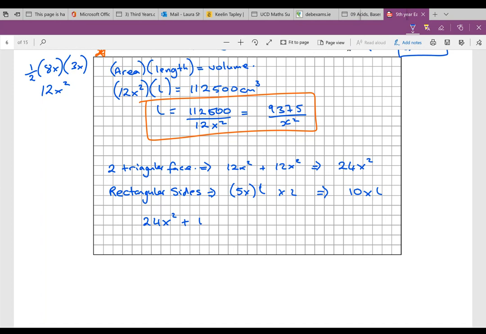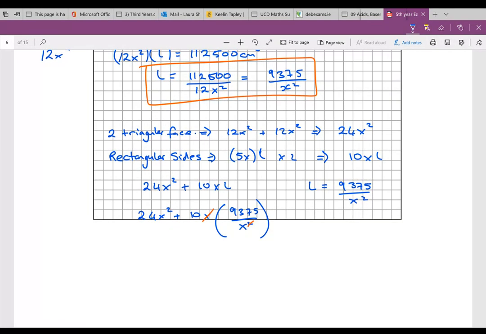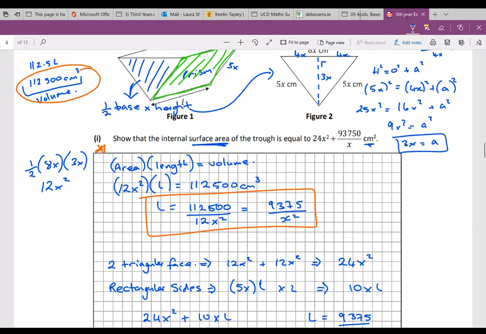So in terms of x and L, the area of this shape is going to be 24x squared plus 10xL. Now remember, we know that L is 9375 over x squared. So 24x squared plus 10x times 9375 over x squared. The x will cancel with the squared, and then I've got 10 times 9,375, which is what we were asked for, in centimeters squared.